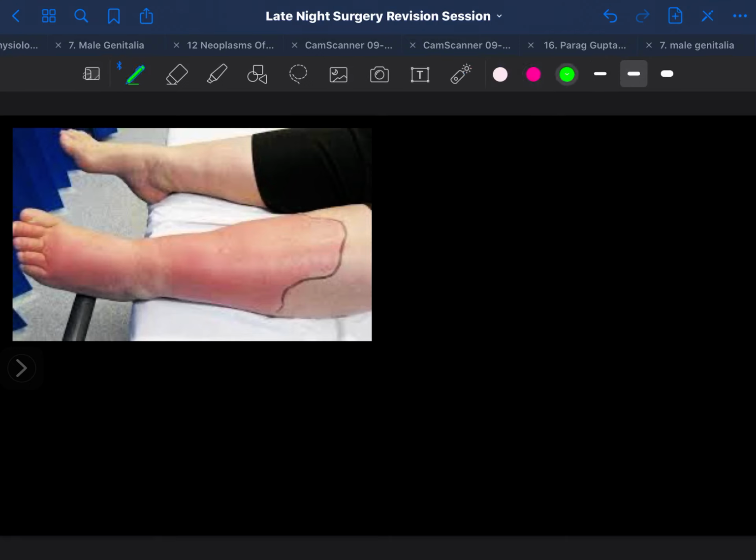Now, let us talk about this particular condition, guys. What is this? This is a patient who is suffering from cellulitis. Now, what you need to understand over here is, what is cellulitis? Cellulitis is basically an infection of the skin.